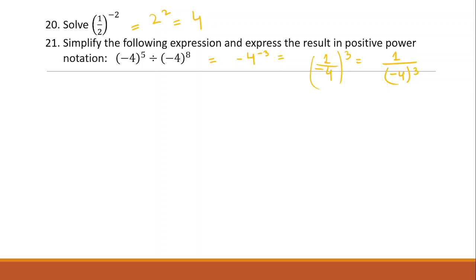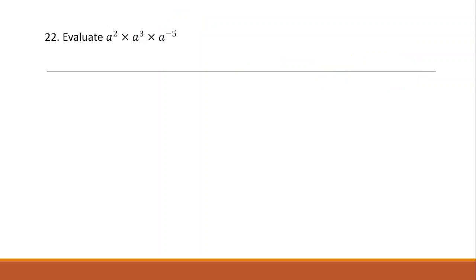Negative 4 to the power 5 divided by negative 4 to the power 8. 5 minus 8 is negative 3. Okay, good. So let's move to 22. 22 is also very simple. Just add the power, so you will get the answer. A to the power 0, which is basically 1. 1 is the correct answer.